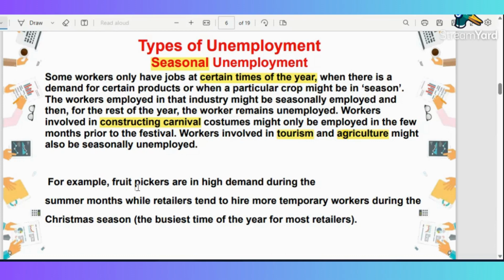For example, fruit pickers are in high demand during the summer months, while retailers tend to hire more temporary workers during the Christmas season, which is the busiest time of the year for most retailers, for example during the holidays, etc. It's seasonal; they only have a job at a certain time of the year during a specific season.